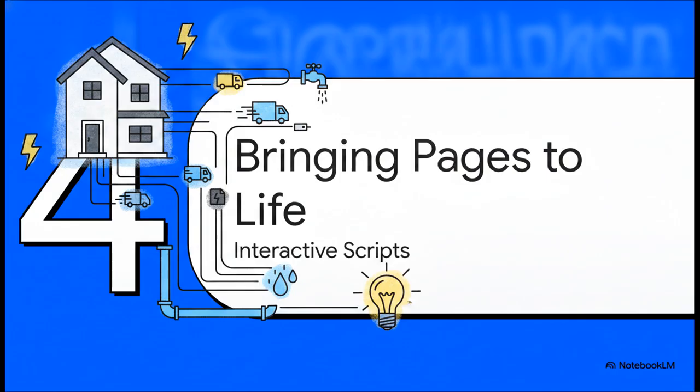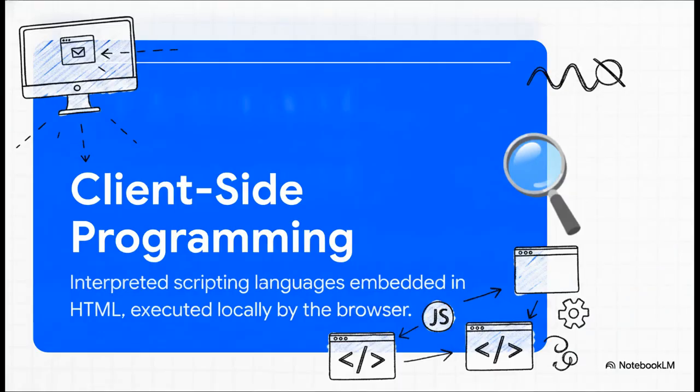Okay, on to Section 4, bringing pages to life. Our house is built and our delivery network is optimized, but right now, it's just a static display. To make it a smart home with electricity and plumbing, we have to transition from static text to interactive scripts. This is where client-side programming comes into play. As we know, HTML is fantastic for static layouts, but client-side scripting languages, mainly JavaScript, are embedded right into the HTML and run locally on your own machine. Because they're interpreted by your browser instead of being heavy, compiled software, they add incredibly fast logic and responsiveness without eating up massive amounts of bandwidth.